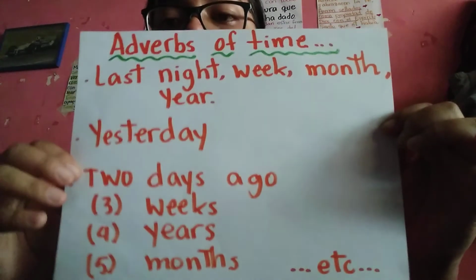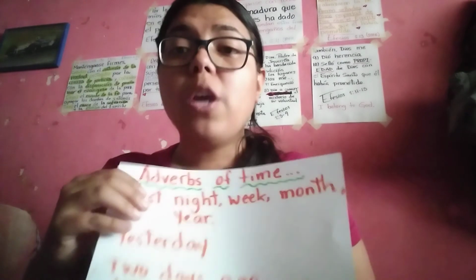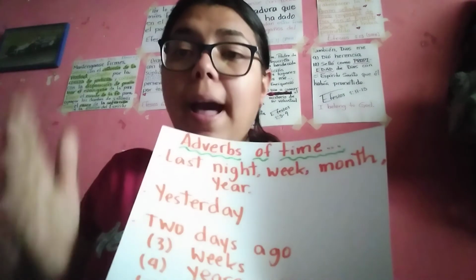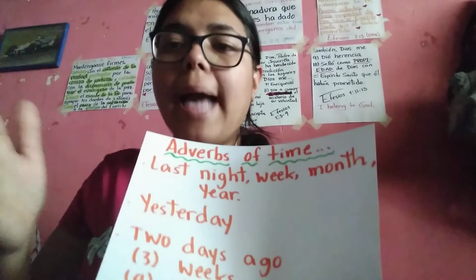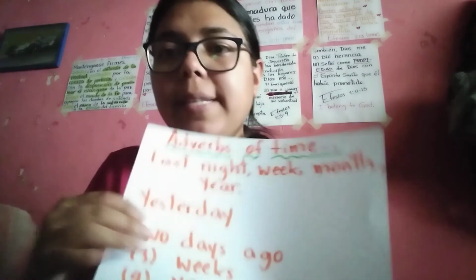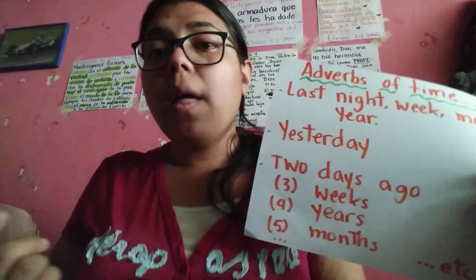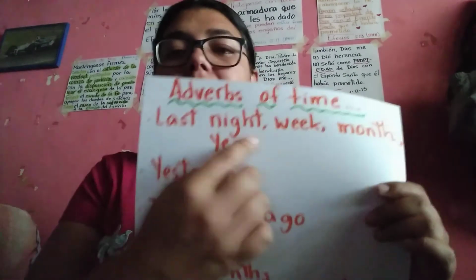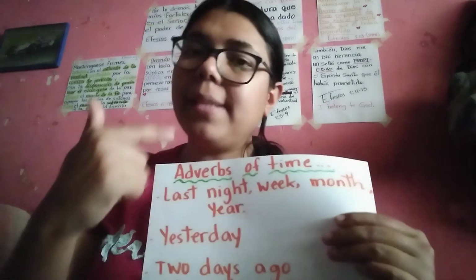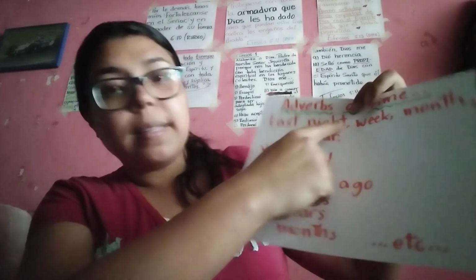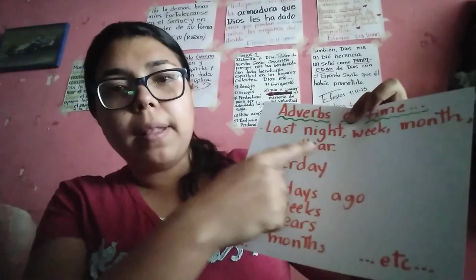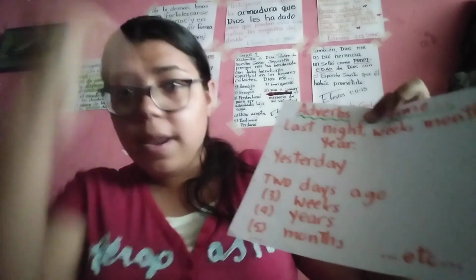But inside the complement, we have something that is called adverbs of time. I use the adverbs of time to specify the exact moment when I did my action. For example, I read a book last night. Yes, that thing happened last night, right? And I have words like last night, last week, last month, last year, yesterday, right?